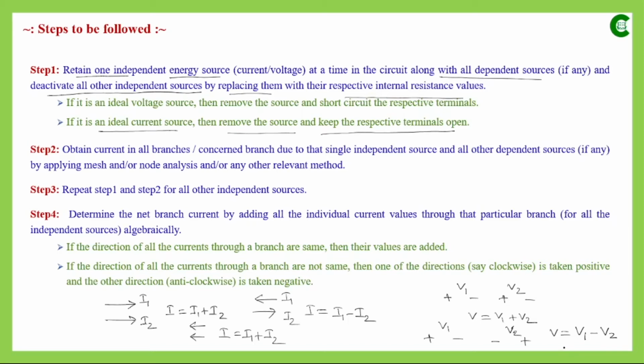So in the last step, when we find the net current value or net voltage value, in case of current we have to consider the direction of the current, and when we find the net voltage, we have to consider the polarity of all the voltage values that we have found for all the independent sources.